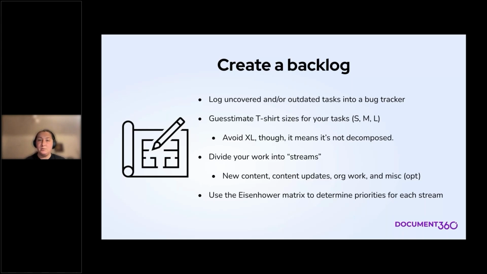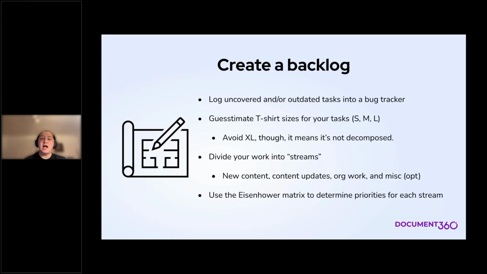The new content stream is a series of tasks you need to do to cover all of the upcoming stuff with documentation. The content update stream is a series of tasks that you need to do to fix, update old documentation and legacy documentation, or document what's already been released but is missing documentation. The organizational work is everything that I've already talked about and will talk about in this webinar. And the miscellaneous stuff is an optional category for urgent requests that come from management that cannot be postponed.